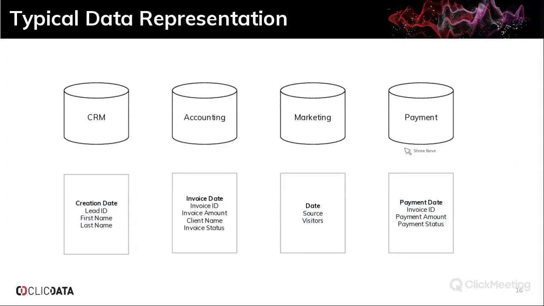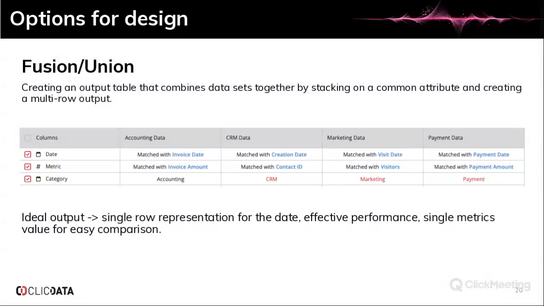Imagine you were able to stack all these 4 tables and have one column that gives you the date, one column that gives you the number of contacts, one column that gives you the number of invoices. That's what a union would allow you to do. With a union, you can start mapping your columns.